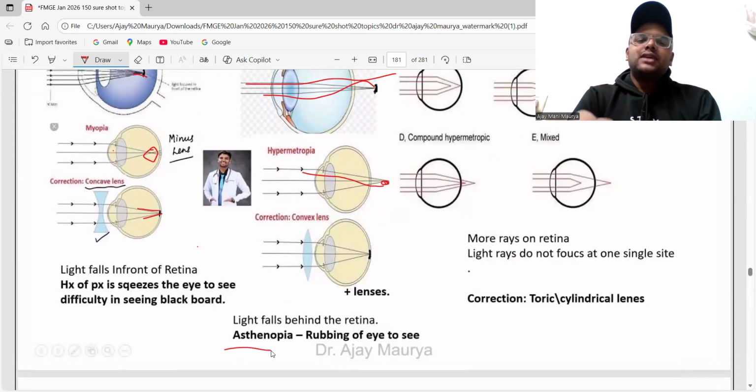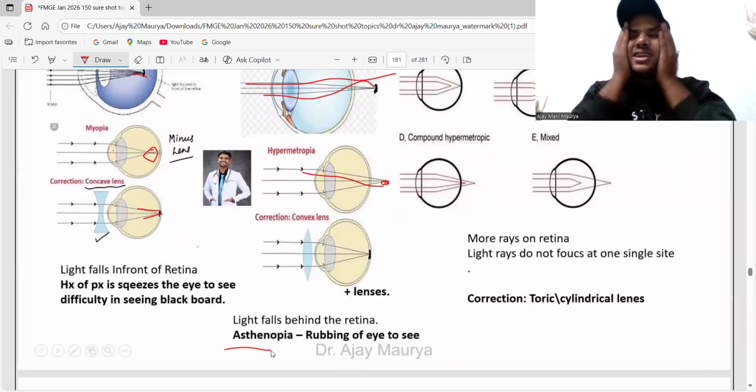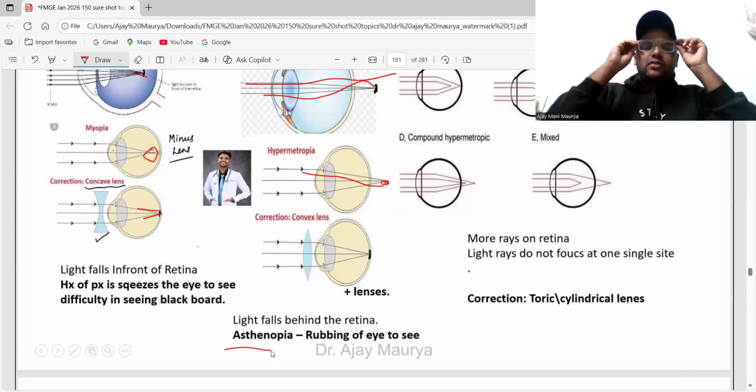Here they will give asthenopia, meaning he was rubbing his eyes to see the objects.